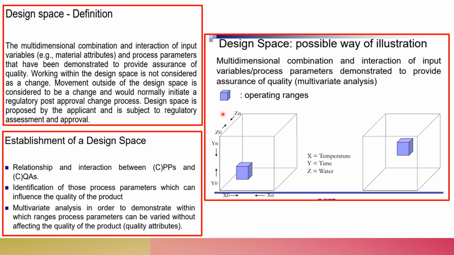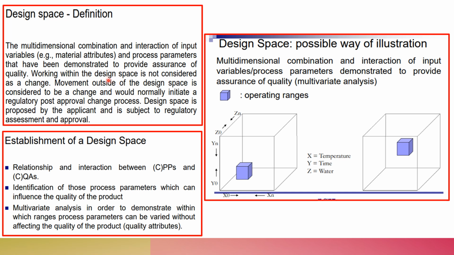So design space is covered under the ICH Q8 guideline. What is the definition of a design space? As per the guideline, it is the multi-dimensional combination and interaction of input variables, for example material attributes and process parameters, that have been demonstrated to provide assurance of quality. Working within the design space is not considered as a change. Movement outside the design space is considered to be a change and would normally initiate a regulatory post-approval change process. Design space is proposed by the applicant and is subject to regulatory assessment and approval.